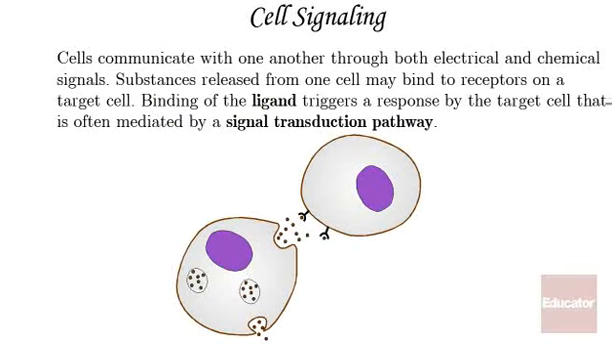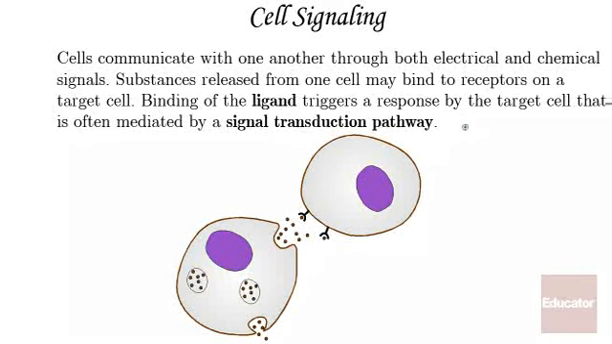Okay, so we talked about various connections between the cells. Now we're going to talk about means of cell signaling. Cells communicate with each other through both electrical signals. So I talked about electrical coupling briefly. They also communicate through chemical signals. For example, substances that are released from one cell can bind to receptors on the target cell. Before we go into depth about that, let's talk about the two general types of signaling.